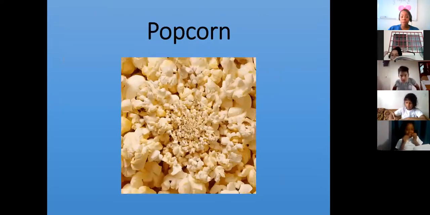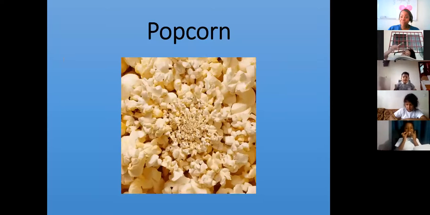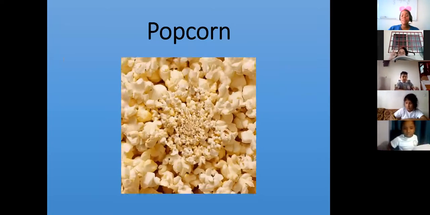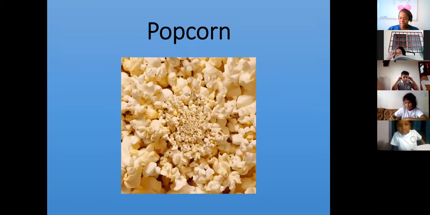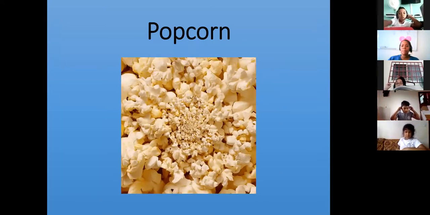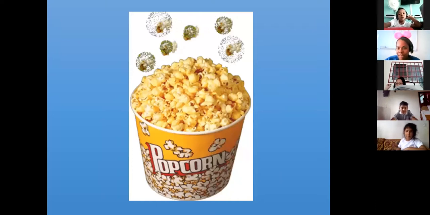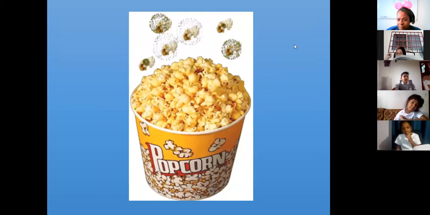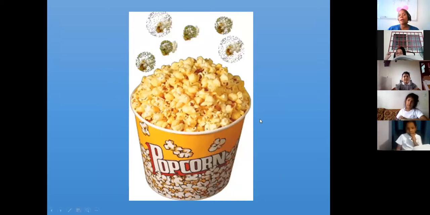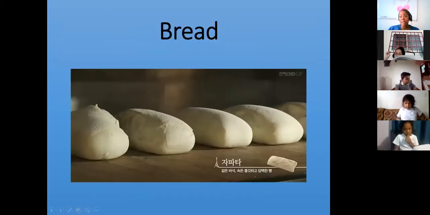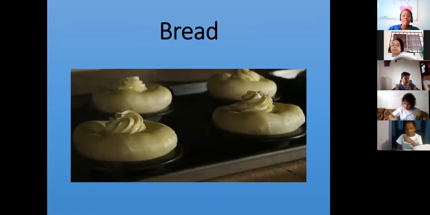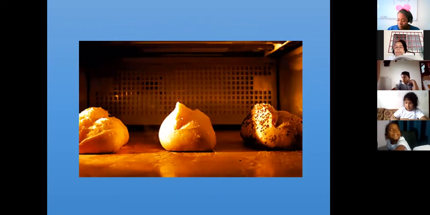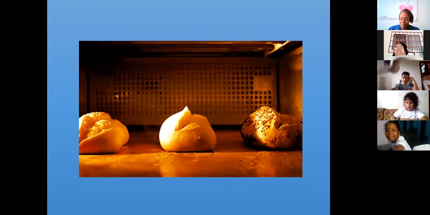Okay, popcorn is grains. Do you know? Popcorn is a grain. El popcorn también entra en los granos porque viene del maíz. Popcorn. Pop, pop. Yes. Nasri, tell me. Si te quedaste, no te preocupes porque la lista está acá abajo. Bread is a grain. Los panes también son granos.